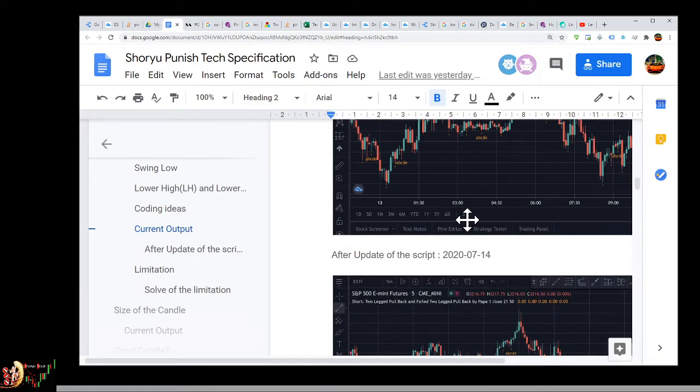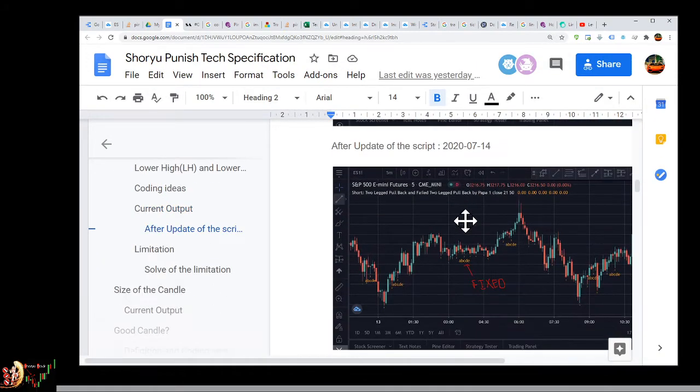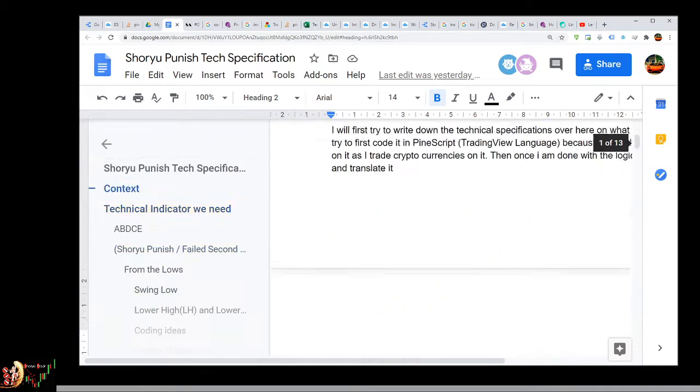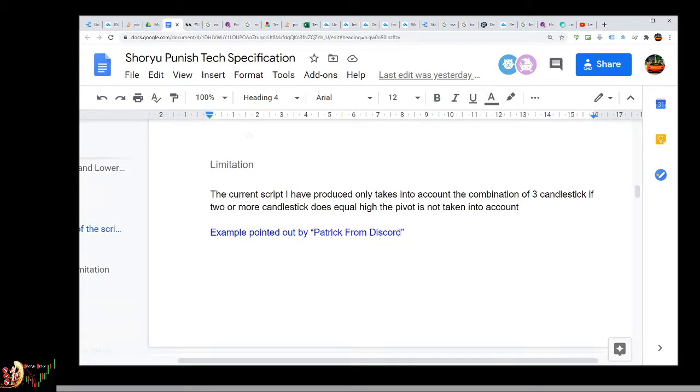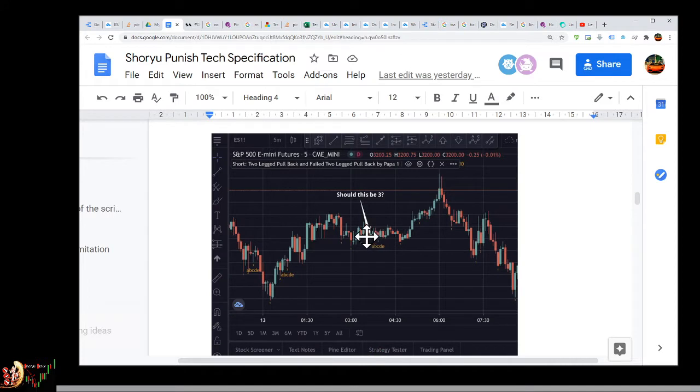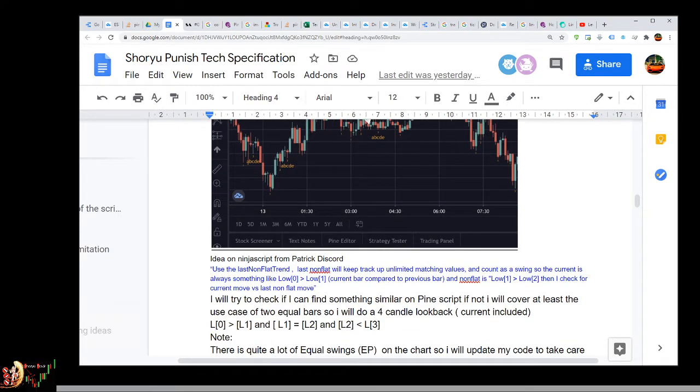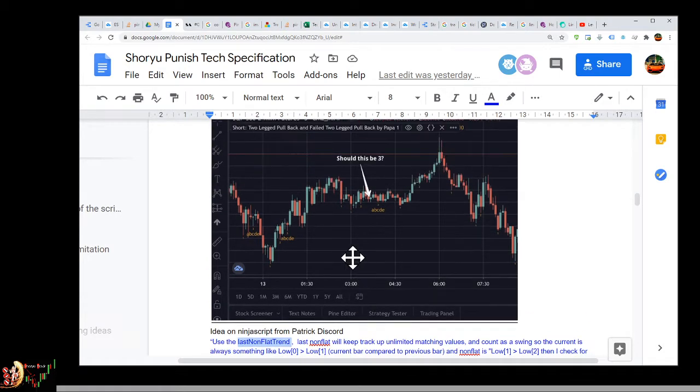He told me a technique in NinjaScript on how to fix it, which is what I'm showing over here, on the limitation. Basically, it's not taking into account when a pivot has several equal lows. He gave me something where on NinjaTrader we can maybe use the last non-flat trend, but on TradingView I was not able to find it. So I decided to apply a different technique. What I saw is maybe manually check if it's 2 equal lows, then take it into account, if it's 3, if it's 4, if it's 5, and so on.